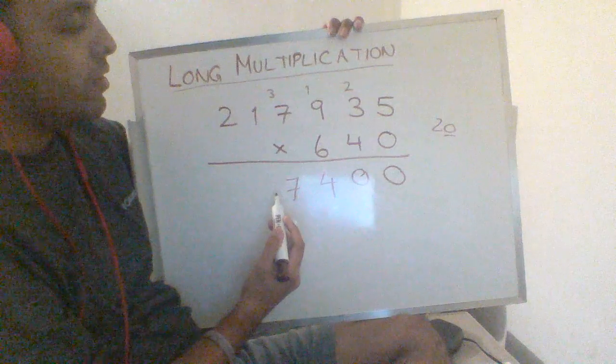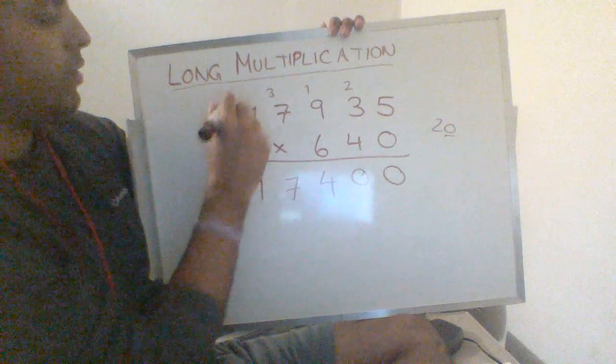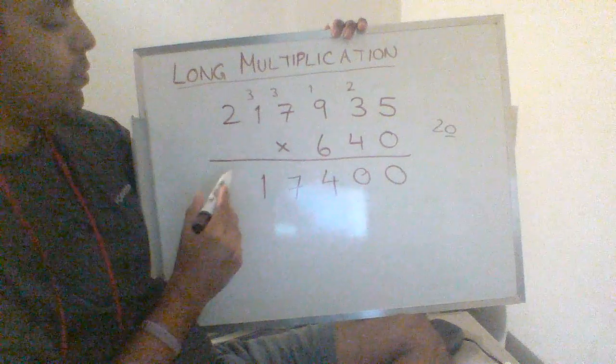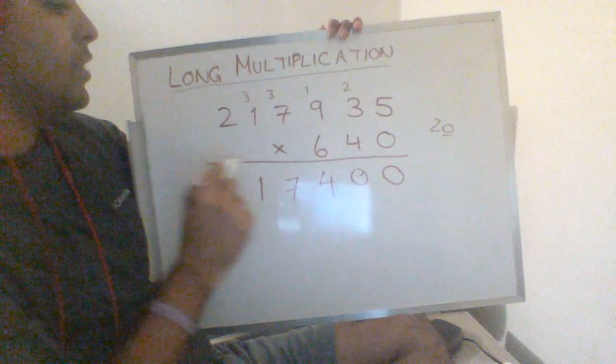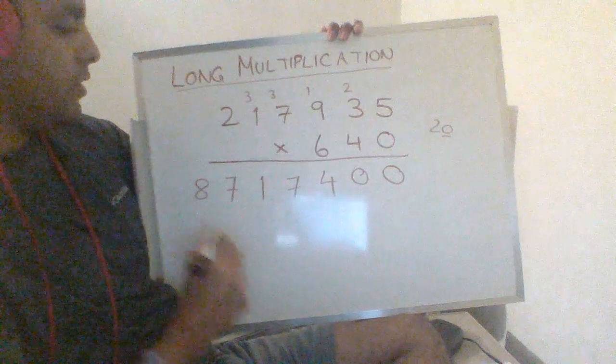4 times 7, that's 28. 28 plus 3, that's 31. So the 1 goes there, the 3 carries. 4 times 1 is 4. 4 plus 3 is 7. We don't need to carry anything. And 4 times 2 is 8.